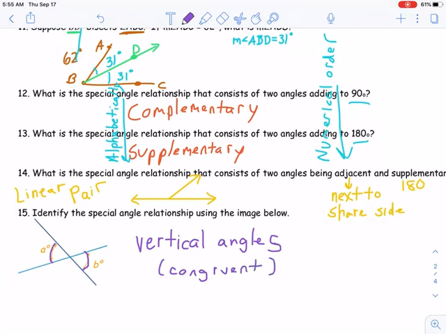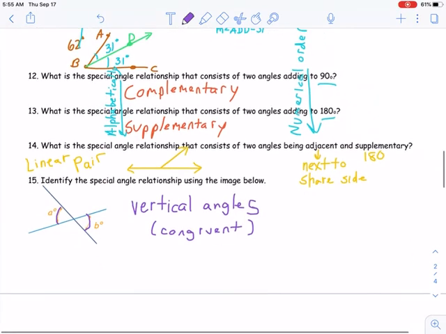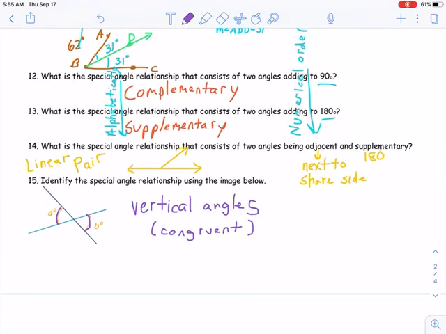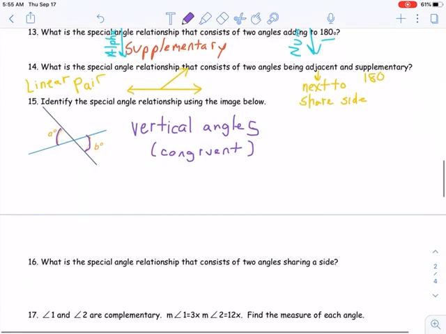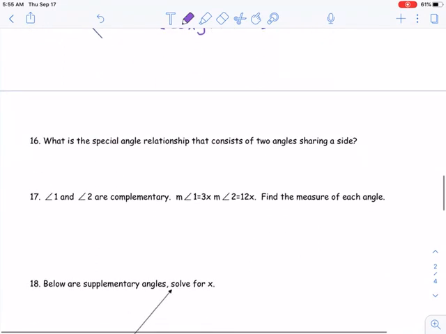These are the nuts and bolts of geometry. In isolation they can't do much, but without them, we wouldn't know the really cool things we do about geometry. Alright, these are incredibly important. Just like a nut, a bolt, a nail, a screw. You can't really build anything with just those things, but at the same time, you can't build a house without them. Alright. And what is the special angle relationship that consists of two angles sharing a side? That's adjacent.